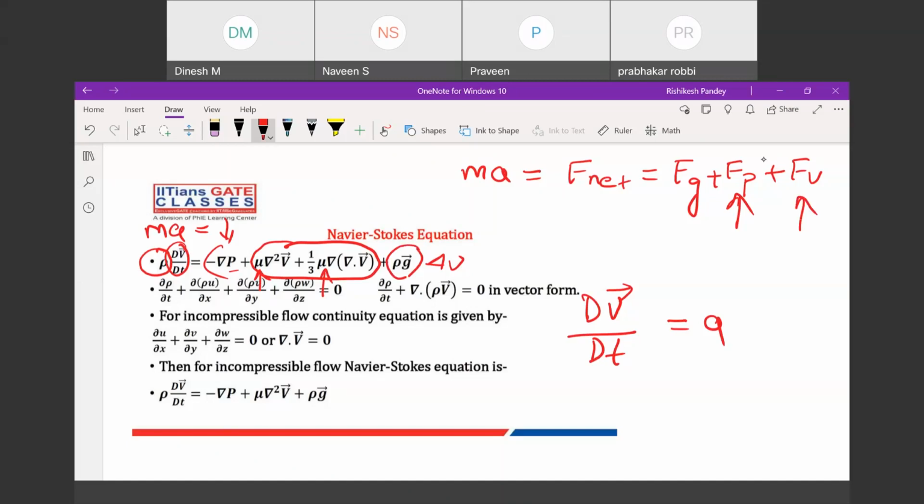And the last term is rho multiplied by g per unit volume. If I multiply by volume, then rho times volume is mass, and mg is weight. So this is the force due to gravity. So all three terms we have now seen. Is it clear which terms the Navier-Stokes equation contains? They can ask which terms and which forces it contains.